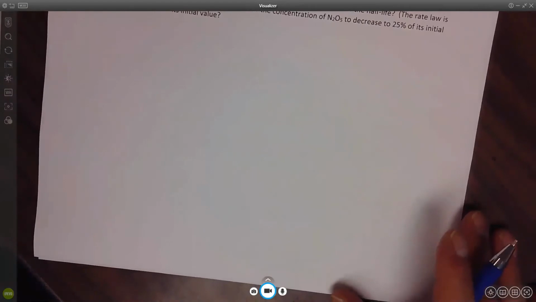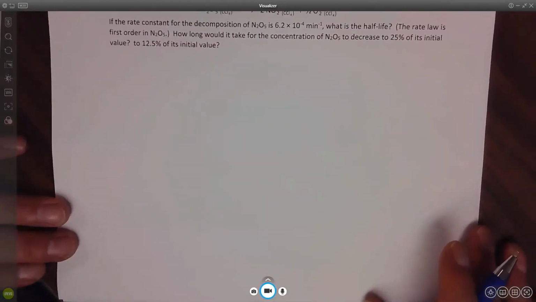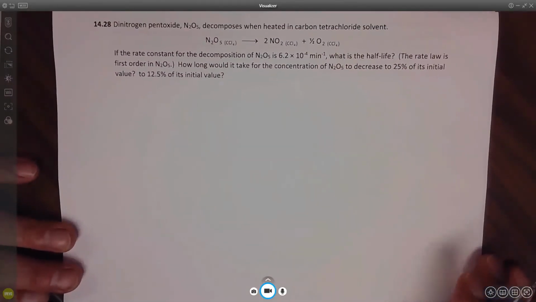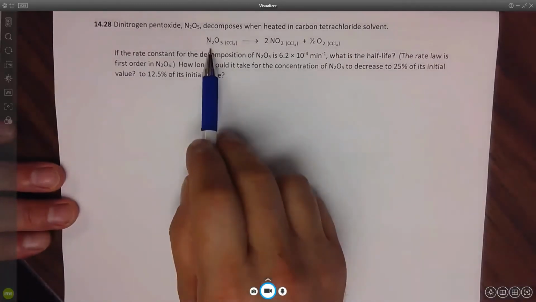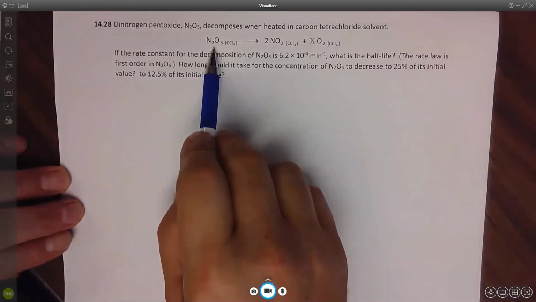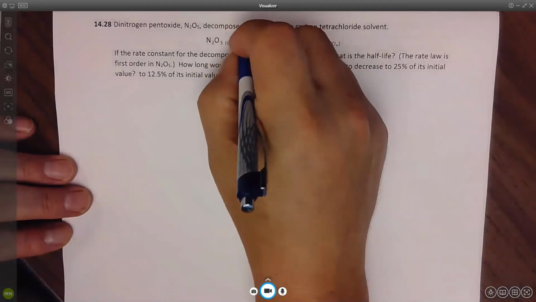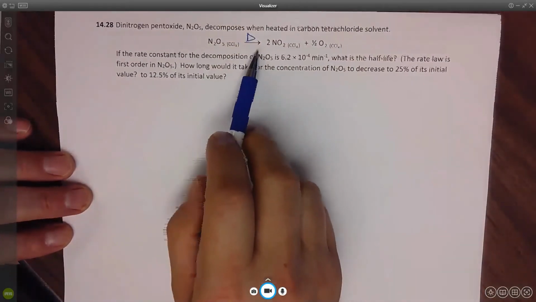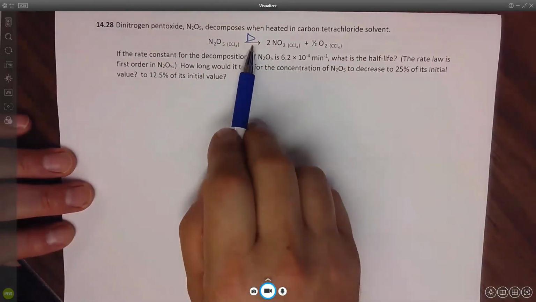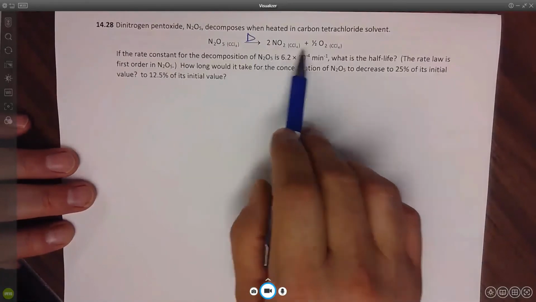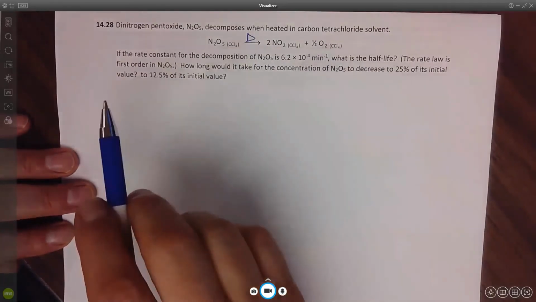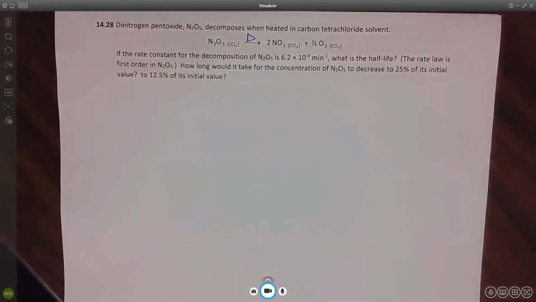Let's try another. This is number 28. It says dinitrogen pentoxide decomposes when heated, right? So we could have actually put this here, we could have said it's heated, to nitrogen dioxide and oxygen gas, according to the following equation.